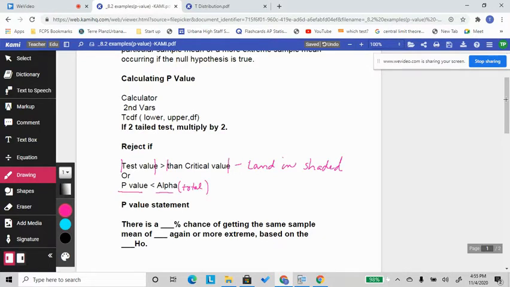And we have a little statement that we say, if p is low, reject the Ho. So if p is low, reject the Ho. Okay, and you'll always remember that. Or if your test value lands in shaded, if it's further out along the line than the critical value, you reject.